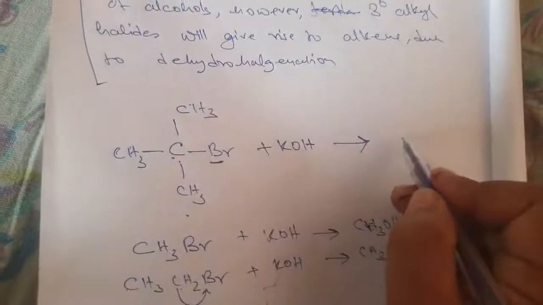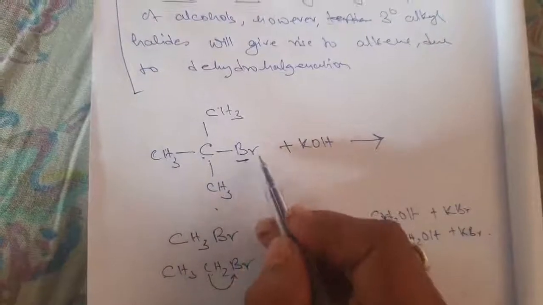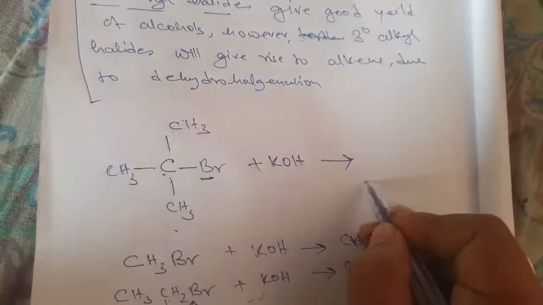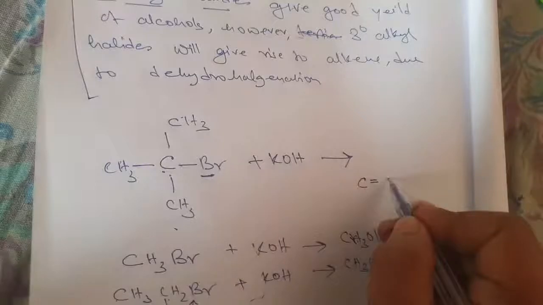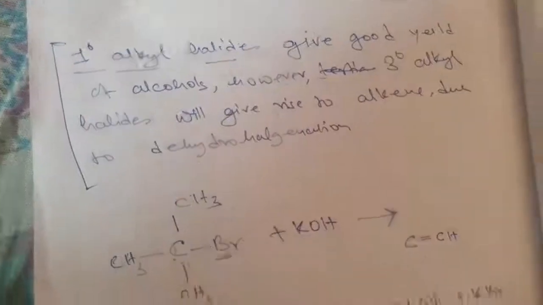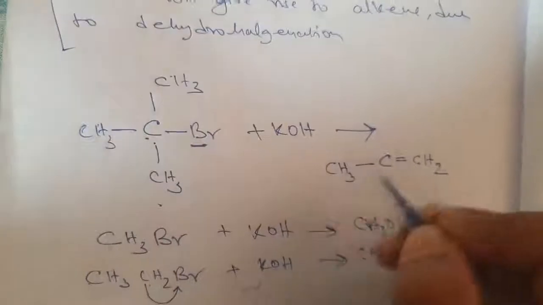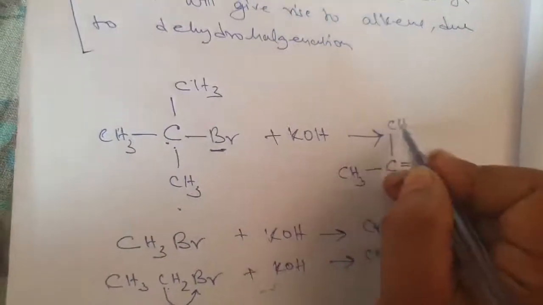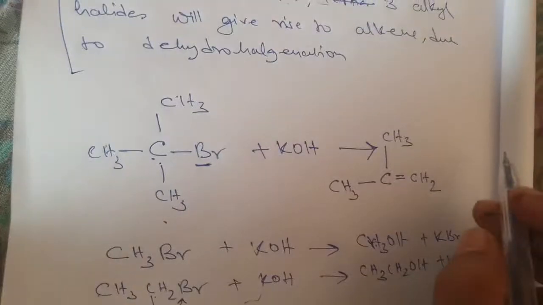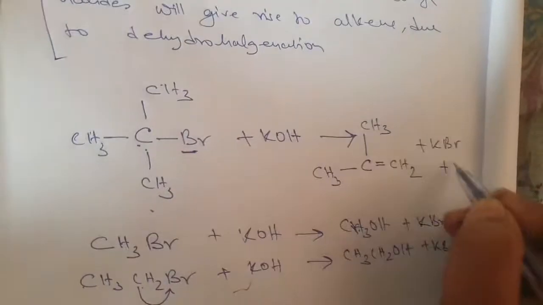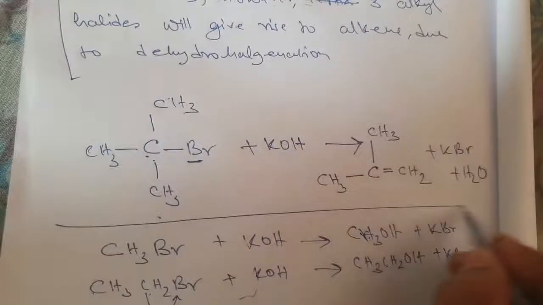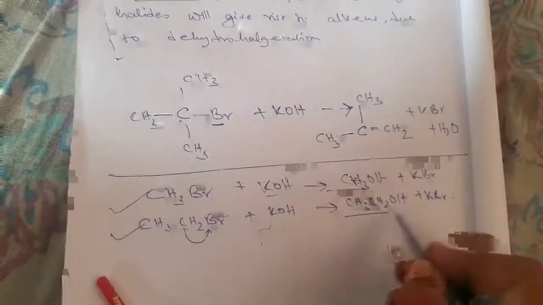But in the tertiary case, OH will come and take away an H, and you get a product with a double bond, CH2 double bonded to C, with two CH3 groups. So primary alkyl halides give a good yield of alcohols.